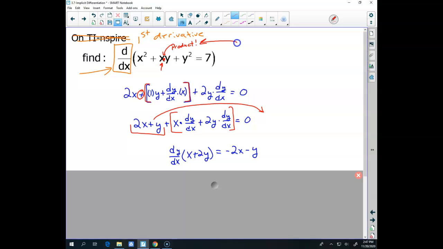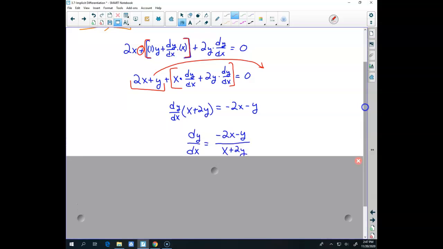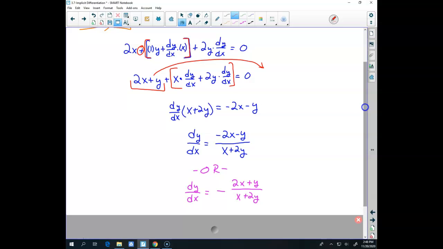So I do get dy dx times x plus 2y equals negative 2x minus y. I hence divide by x plus 2y, and I find out dy dx equals negative 2x minus y over x plus 2y. And I could find the slope anywhere on the curve then. I just need an x value and a y value. I need an ordered pair to find it. Also, if it were multiple choice, please make sure you are looking for potential equivalence, because I can take this little bugger and suck the negative off the top, factor it out of each one, and put it in the front of the equation and see an equivalent of it.